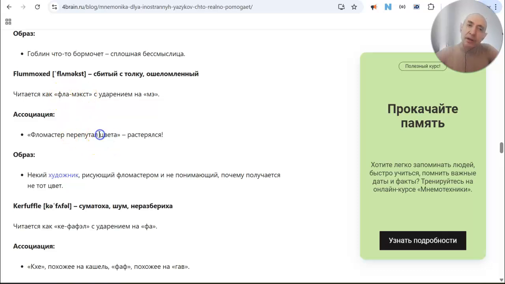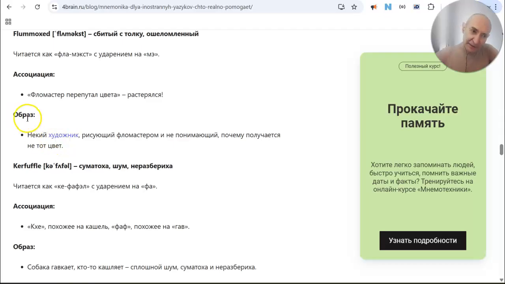Перепутал, mixed. Цвета, colors. Растерялся, got confused. So фломастер перепутал, flummoxed, like mixed, перепутал. Цвета, colors, and растерялся, got confused. And then образ, the image. Некий художник, рисующий фломастером и не понимающий, почему получается не тот цвет.